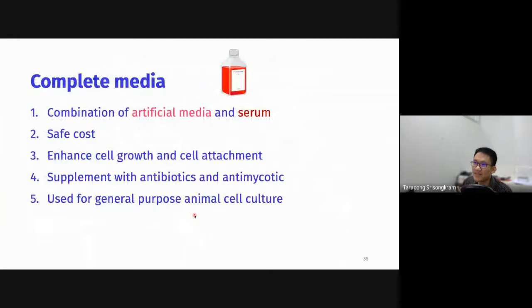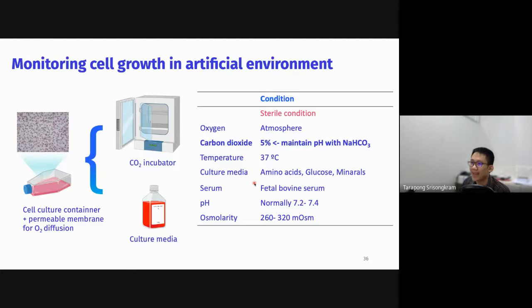Okay, and the complete media is the combination of the artificial media and serum media. It can save cost, it can promote cell growth, and it can be used for general purpose animal cell culture. It can be supplied with antibiotic or antimycotic, which is an antifungal drug, to promote sterile conditions of the cells.